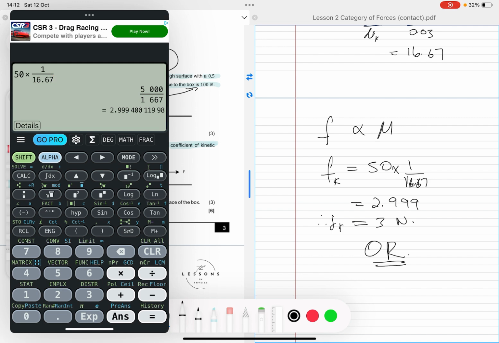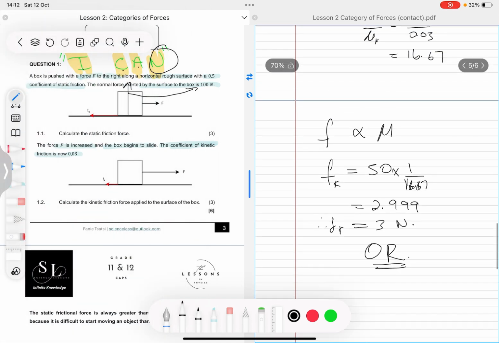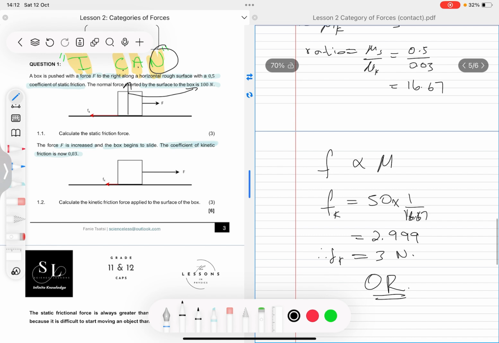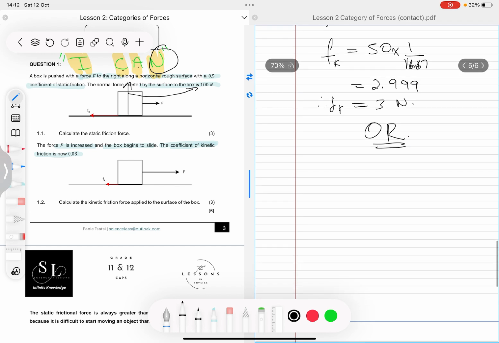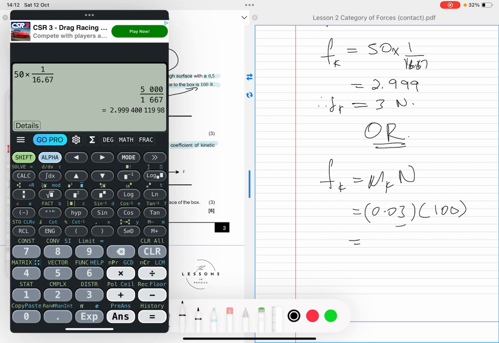Another way in which this problem can be done, and I think this is the simplest one, I just wanted to show you how the friction force will change in terms of the ratios. Now sometimes you can use the formula directly to say the kinetic friction force is equal to mu k times normal force, and we are given our kinetic friction coefficient, and we also know that the normal force hasn't changed. And if you punch this on the calculator, you should get the same answer as we did in the previous one. We get 3 newtons directly.